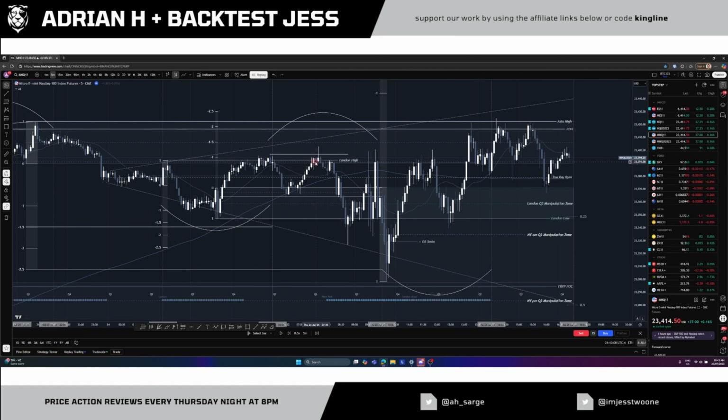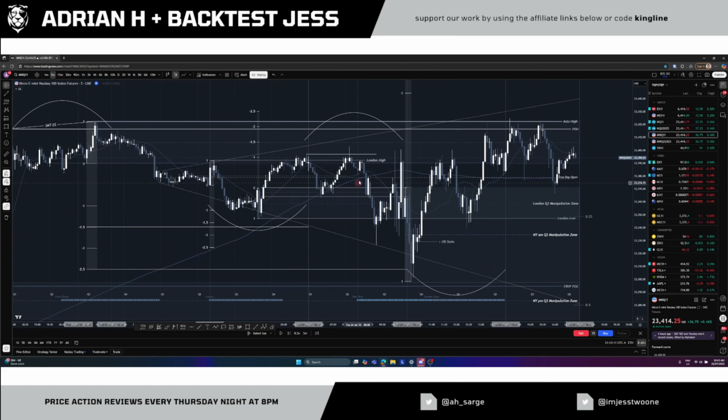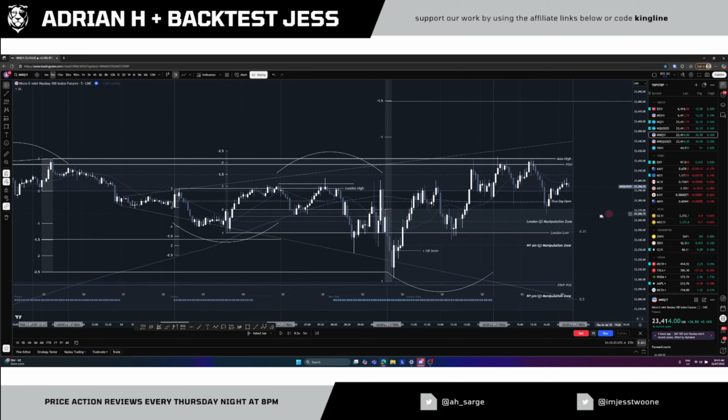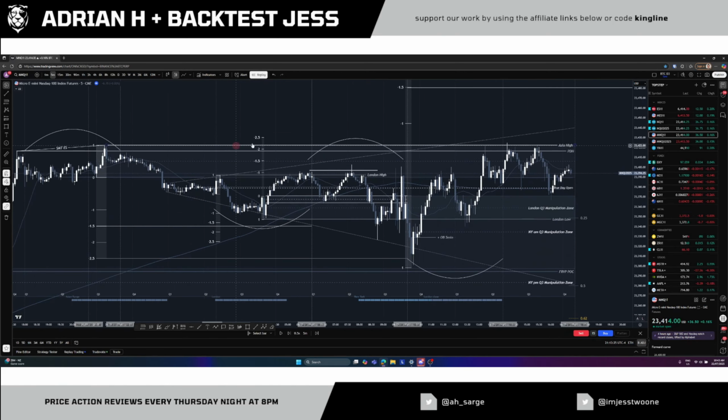So sweep there, and then we're coming in to manipulate for New York AM, and we're manipulating underneath True Day Open, which is still good for bullish price action. We want to see the manipulation below TDO and below TMSO, the Q2 opens. London TMSO quarter 2 open was here, so that was giving extra confidence as well. So we were below TDO, below TMSO at the 0.25.